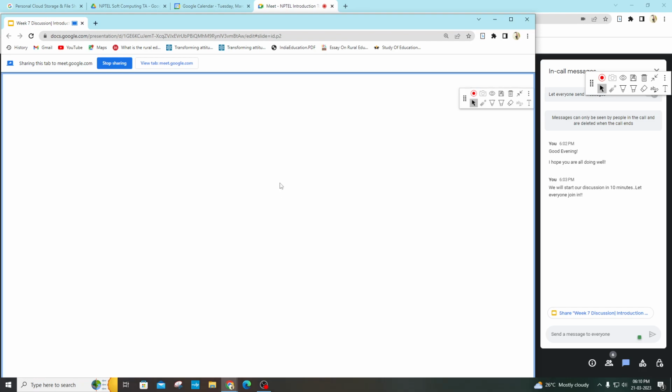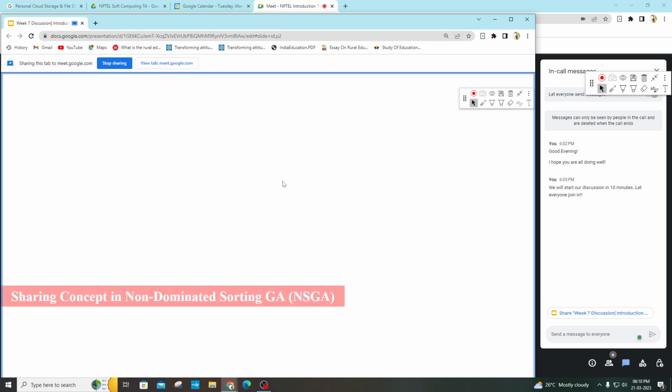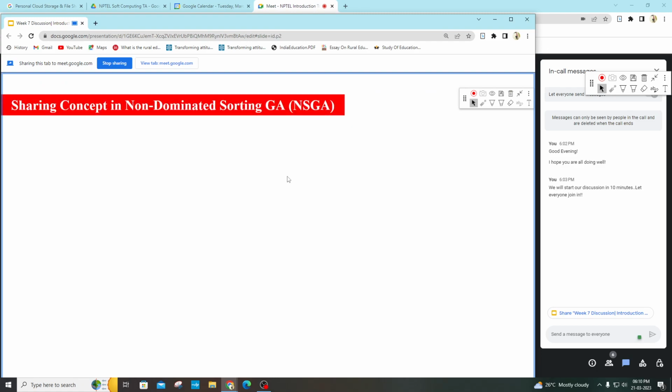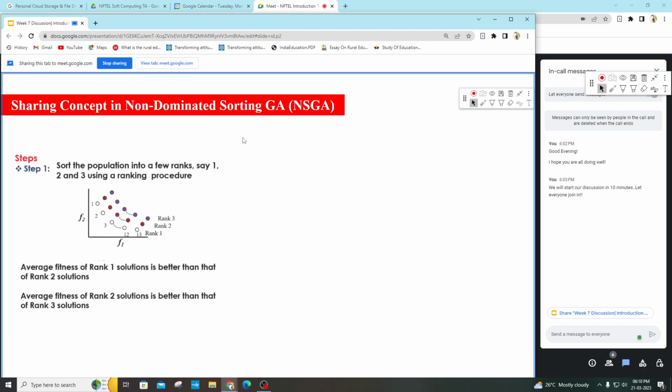So let's move on to the discussion. Today what I will be dealing with is the concept of sharing in the non-dominated sorting genetic algorithm, and the concept of crowding distance in the non-dominated sorting algorithm, and then I will be moving on to neural networks. So what is the sharing concept in the non-dominated sorting algorithm?